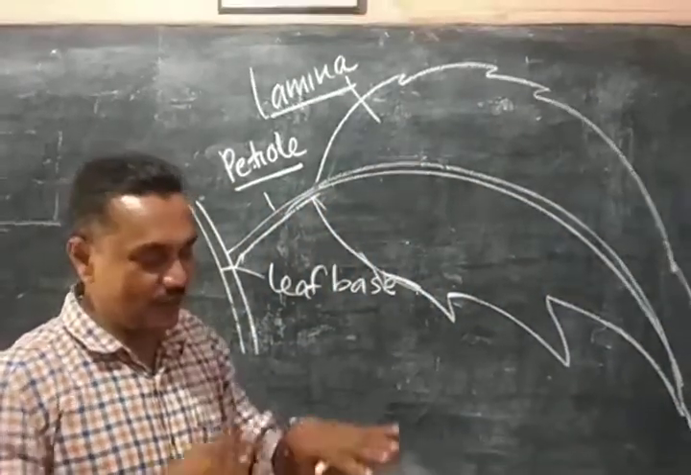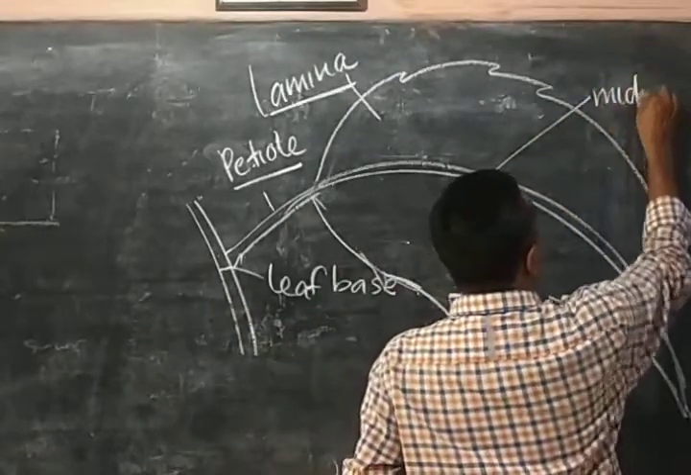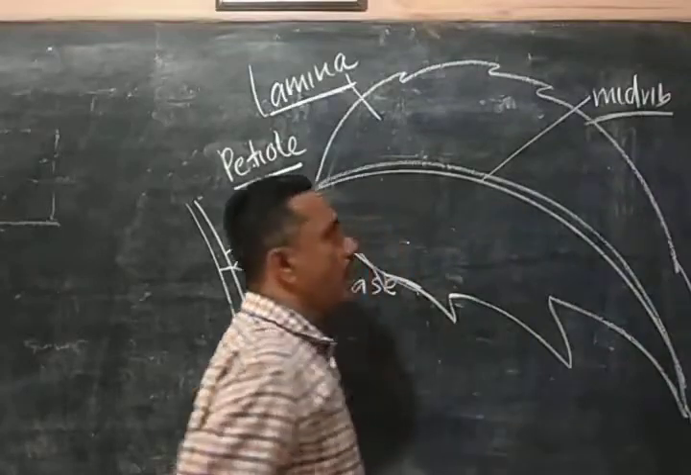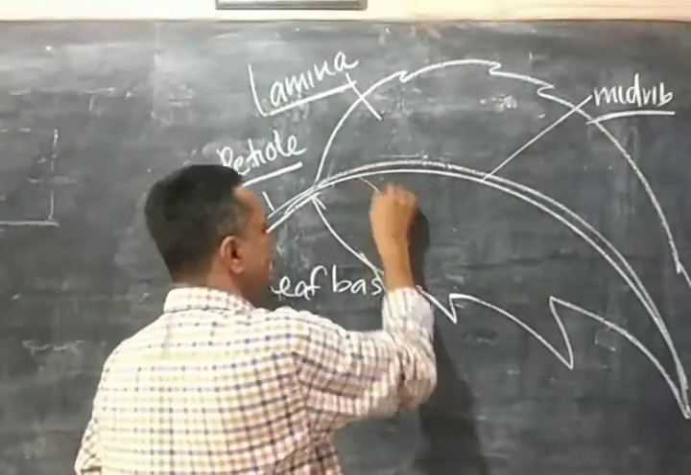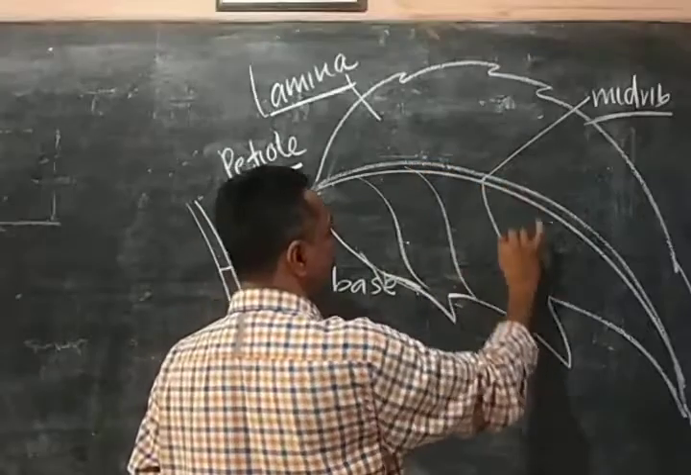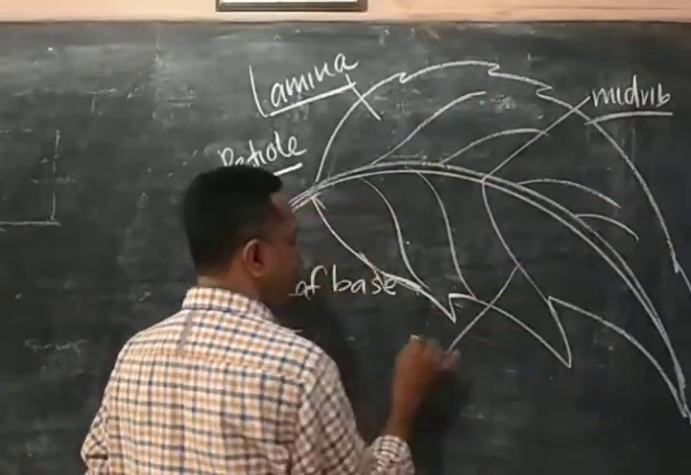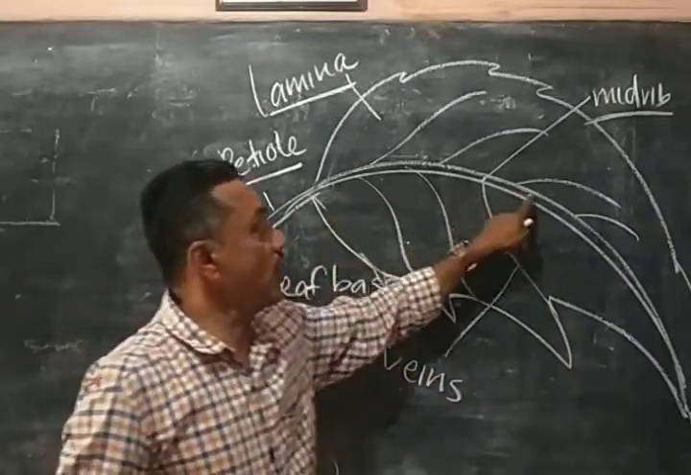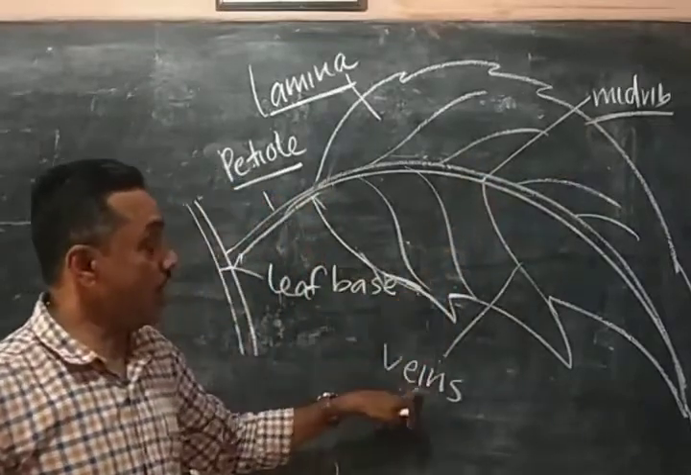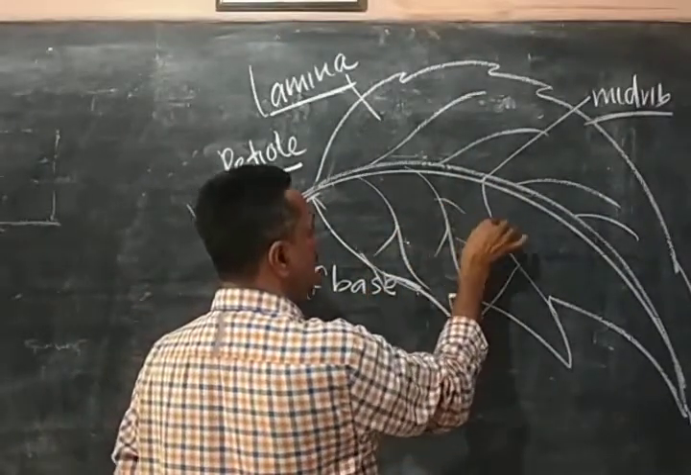The main vein is there. In our body, veins are present. This main vein is called the midrib, and the lamina is traversed by veins. The main vein is called the midrib, and the others are called veins, and these branches again produce branches.